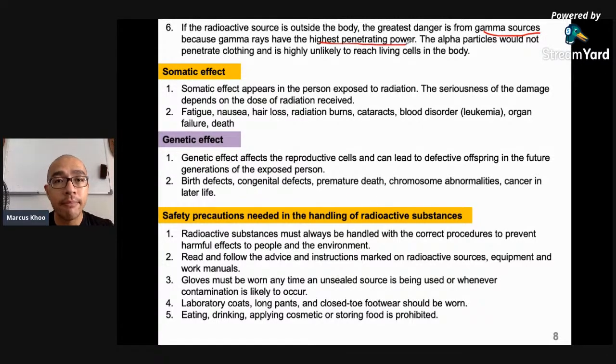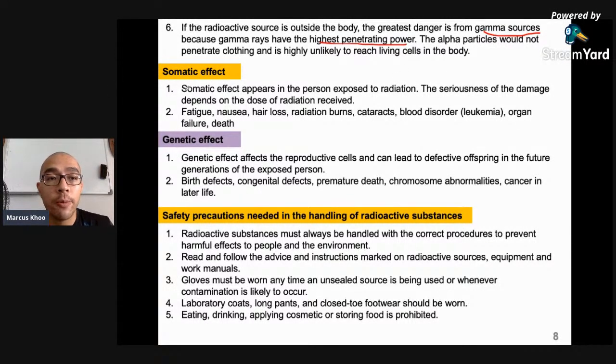So alpha inside the body is very dangerous, but gamma outside is also very dangerous. The alpha particles can't even penetrate my clothes, so not so bad. But if the alpha particles are inside our body, for example, if we inject a radioactive material with alpha particles inside, then it's pretty dangerous now.